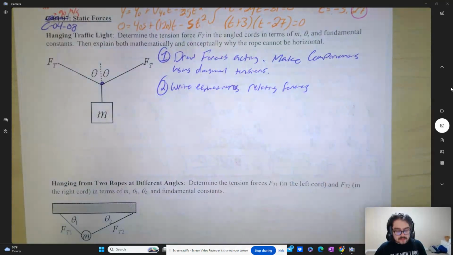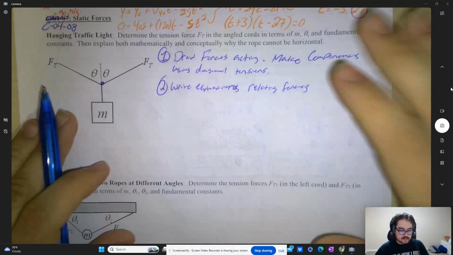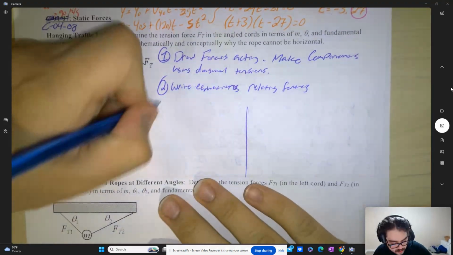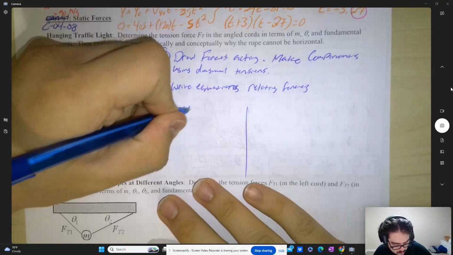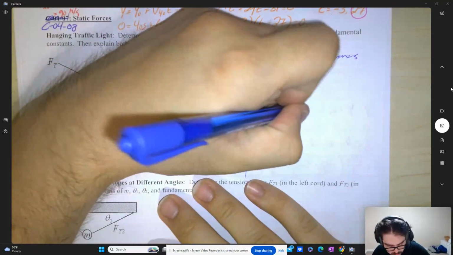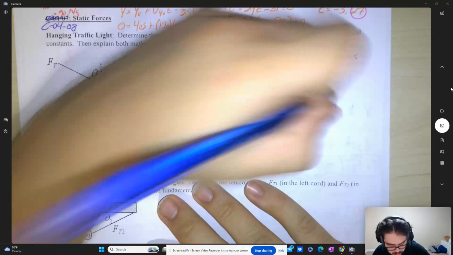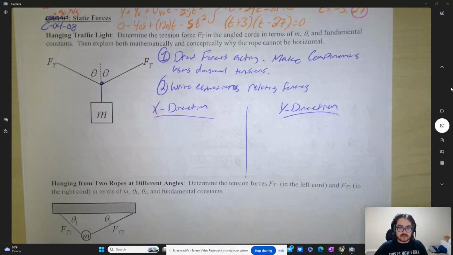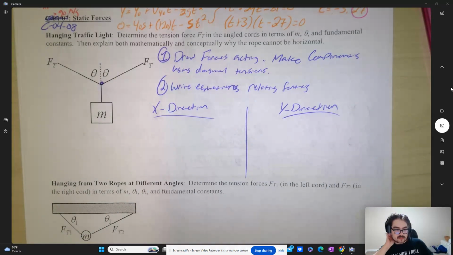So what I mean by writing equations that relate forces is that I'm going to have a set of x direction equations and I'm going to have a set of y direction equations. So what I'm saying is I need to have a set of x direction equations and a set of y direction equations.